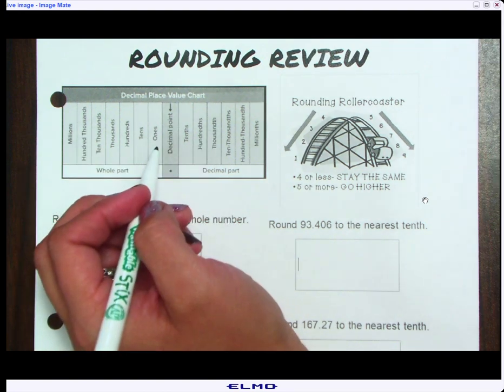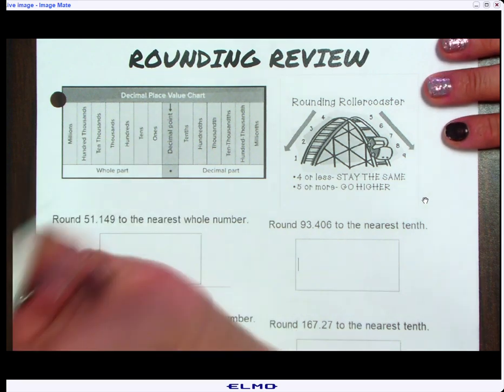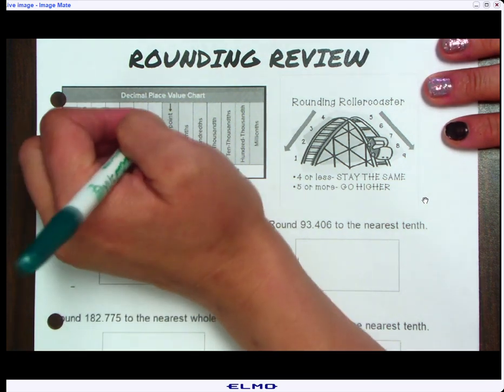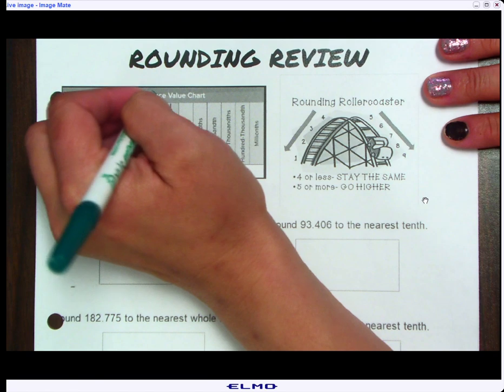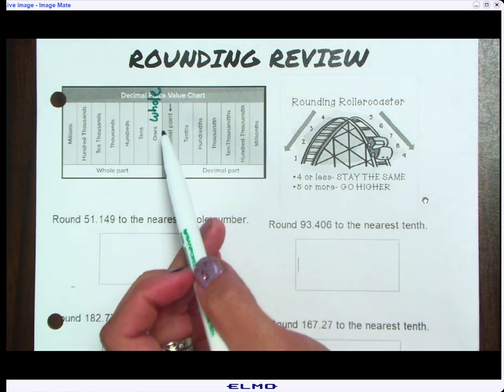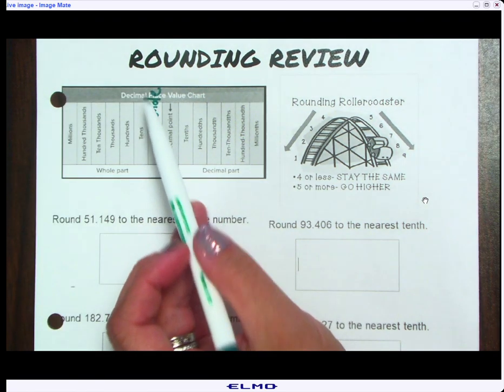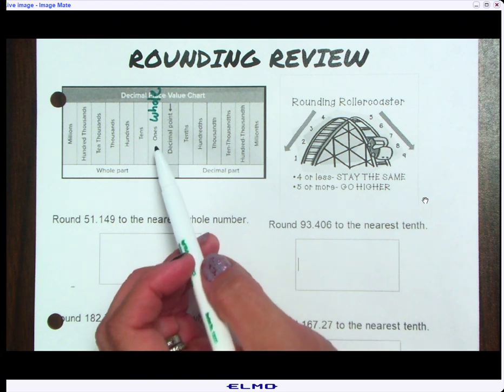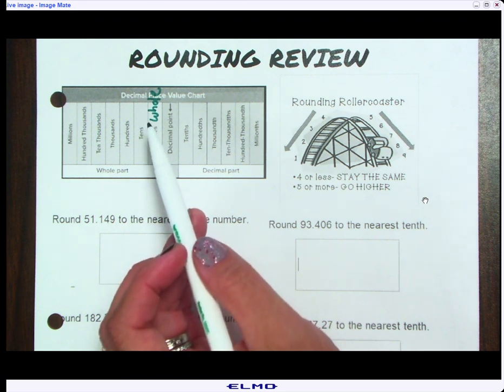It might also be a great idea to write down in your notes. So write down right now that the ones place is the same as whole. So it'll talk to rounding to a whole number. So write down the word whole right here to remind yourself that ones and whole are the same thing.